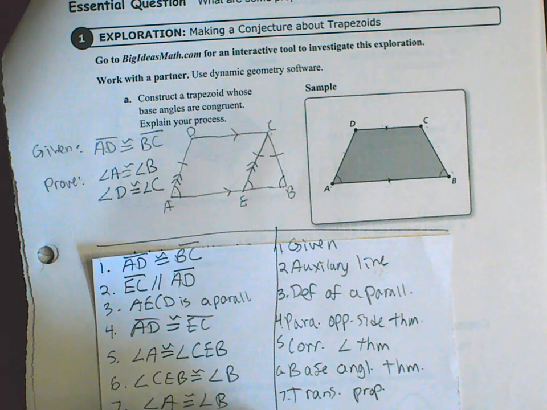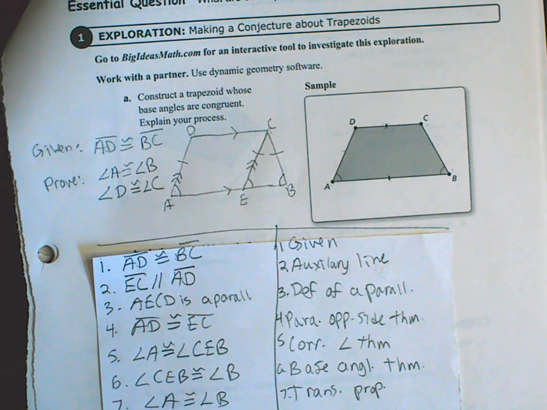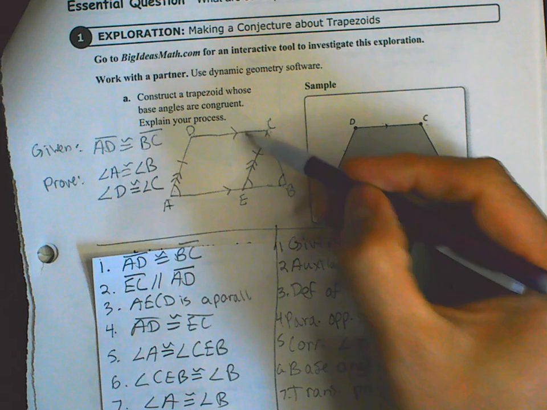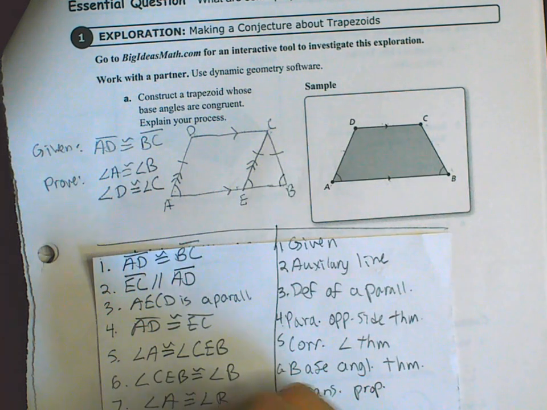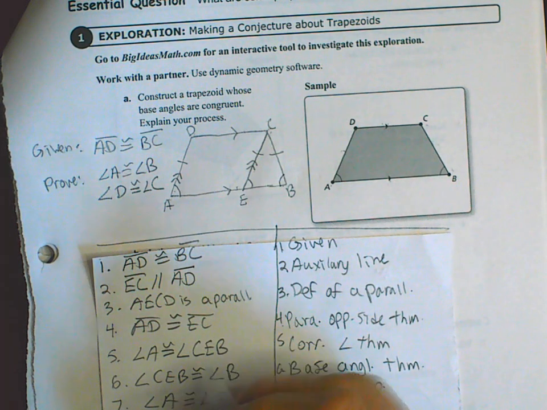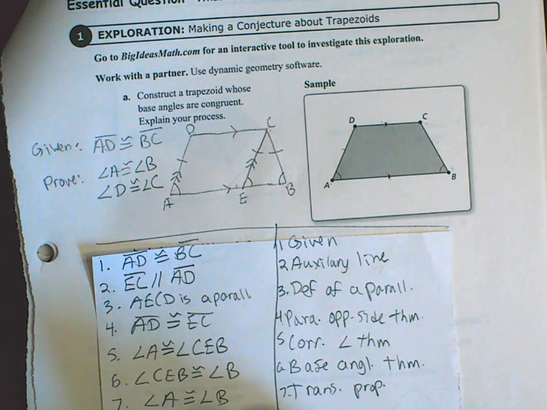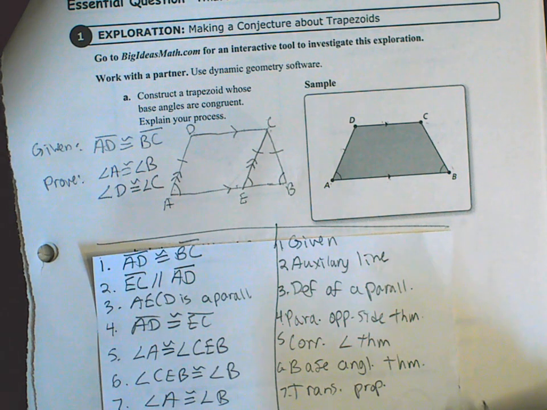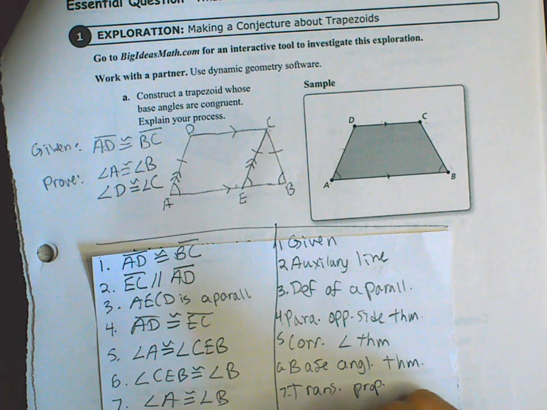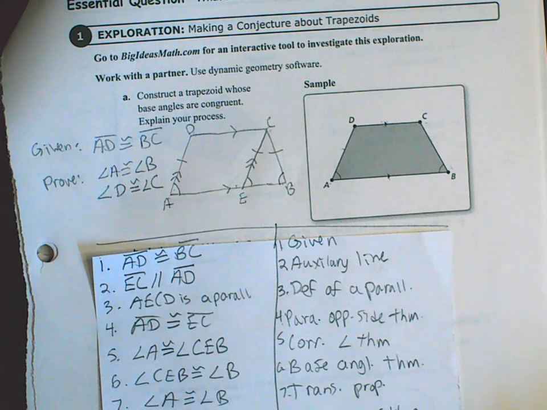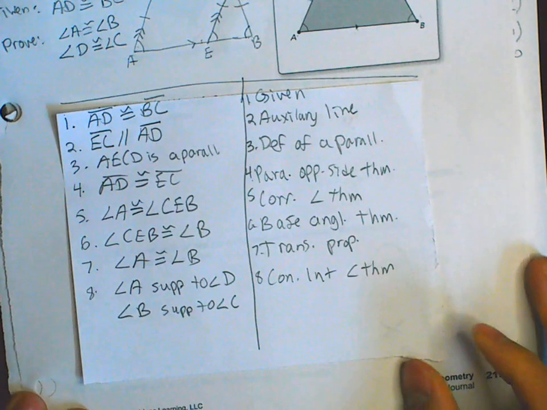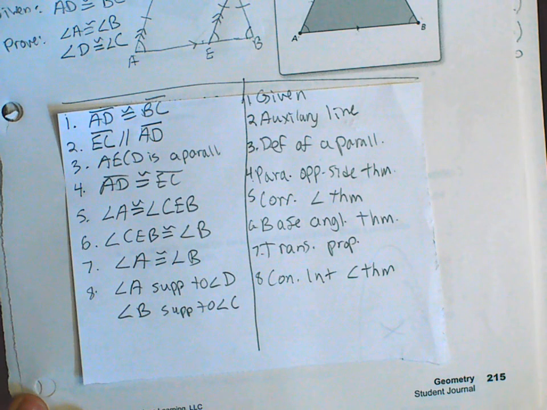So now the only thing that's left is showing that angle D and angle C are congruent. So here's how we're going to do this. Because this is indeed a trapezoid, these two here are parallel. Which means that makes angle A supplementary to angle D, and angle B supplementary to angle C. And that's because of the consecutive interior angle theorem.